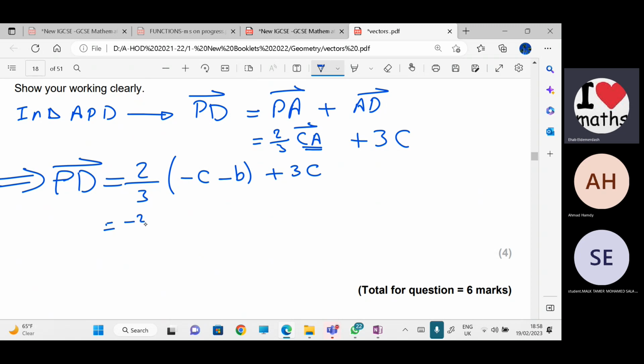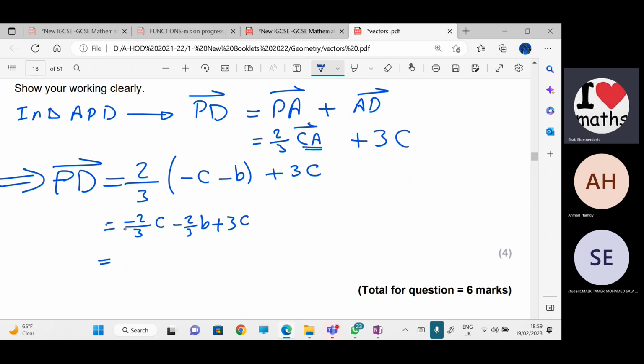2/3 of this given will be negative 2/3 of C. I already put the opposite, so instead of writing 2/3 of negative AC, I directly put 2/3 of the CA. Did you notice? So I don't need to change the sign. What you say is right, if I was talking about AC it would be negative 2/3 of AC, but I switched it to CA. So it doesn't make a difference, it will give me the same indication. Let's translate it. It will be negative 2/3 C minus 2/3 B plus 3C.